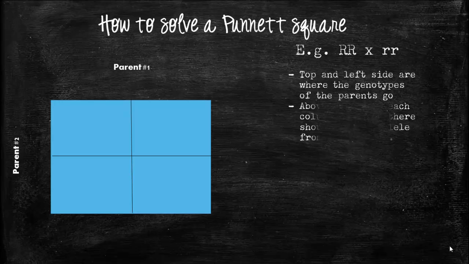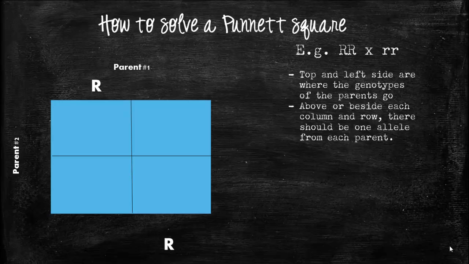Above or beside each column and row, there should be one allele from each parent. So we distribute the alleles from each parent accordingly. Parent number 1's set of alleles will go on the top, and parent number 2's set of alleles will go on the side.